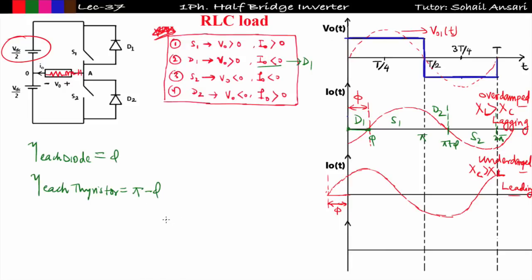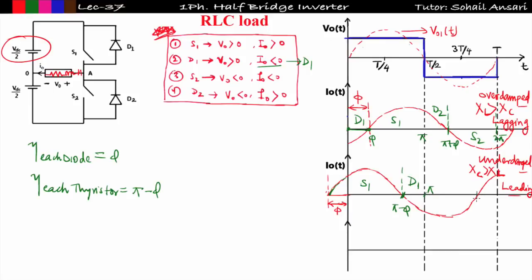In the same way, I can find it for the leading load also. Okay, this will be my pi minus phi. So from 0 to pi minus phi, you can see V naught is greater than 0, I naught is greater than 0. In that case, S1 will conduct. From pi minus phi to pi, I naught is less than 0, V naught is greater than 0. In that case, D1 will conduct. So this is my conduction angle of D1.